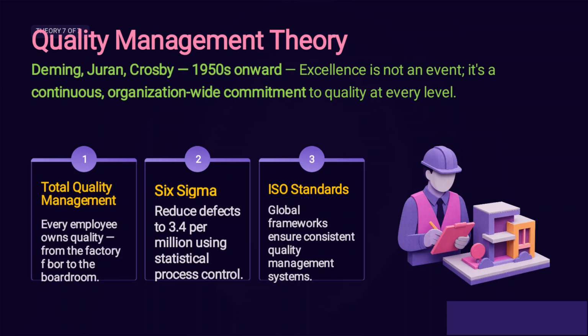The three important functions or principles discussed here. The first one is total quality management: every employee owns quality from the factory to the boardroom. And second is Six Sigma: reduce defects to 3.4 per million using statistical process control.